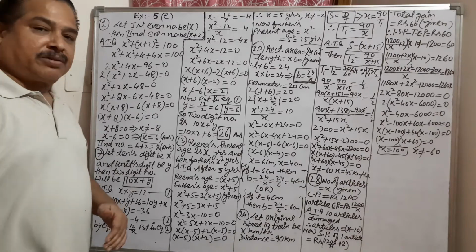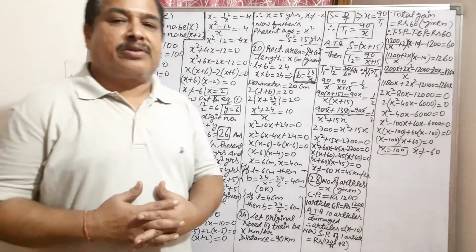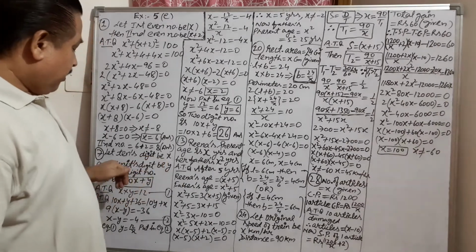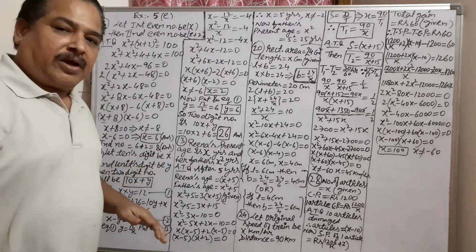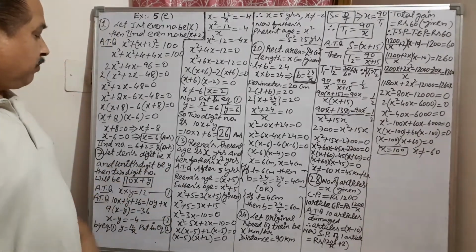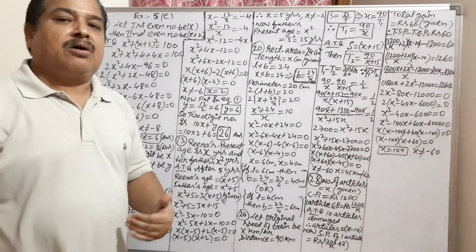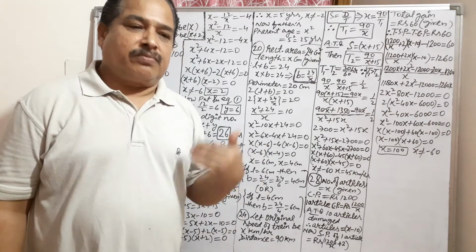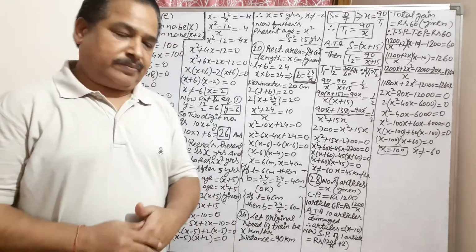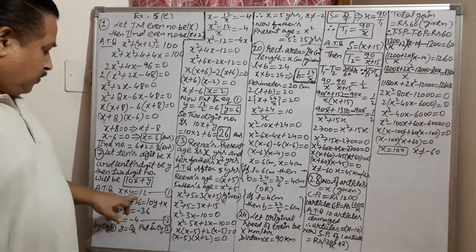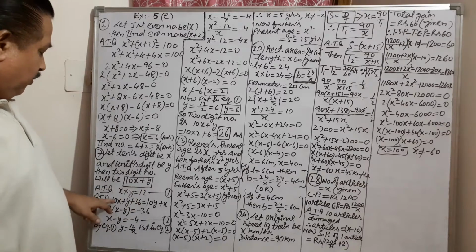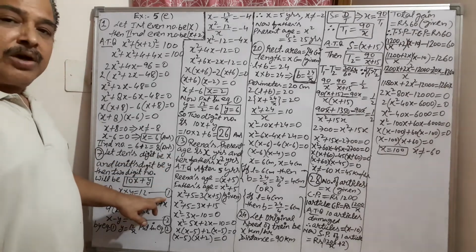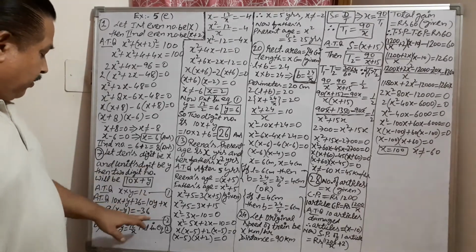Now see question number 7, which is based on a two-digit number. Let the tens digit be x and the unit digit be y. Then the two-digit number will be 10x plus y. You know, the tens digit always comes with 10 and the unit digit always comes with unit. Unit means 1. So the number will be 10x plus y, and its digit product is given as 12. So x into y is equal to 12.